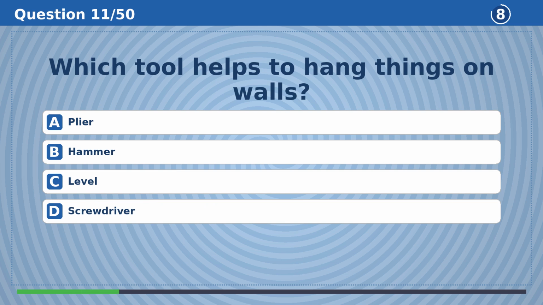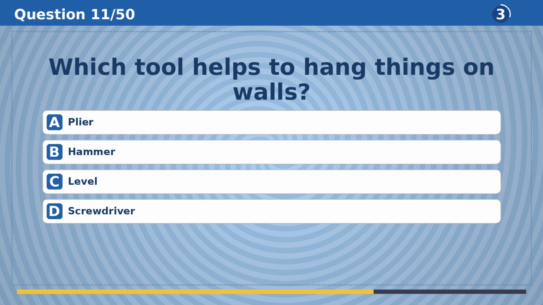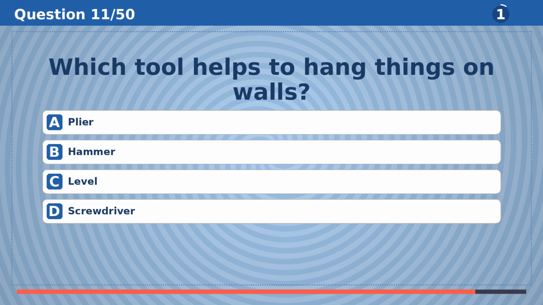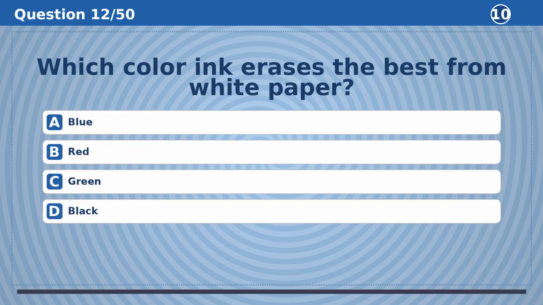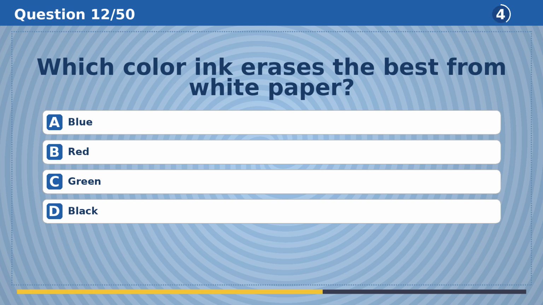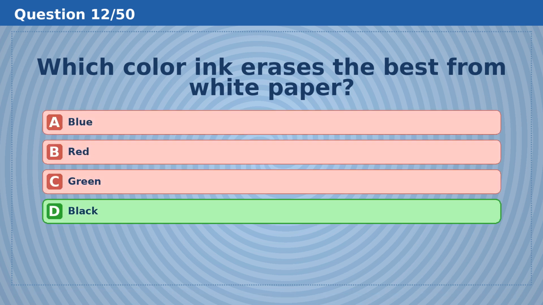Which tool helps to hang things on walls? The answer is D. Screwdriver. Which color ink erases the best from white paper? The answer is D. Black.